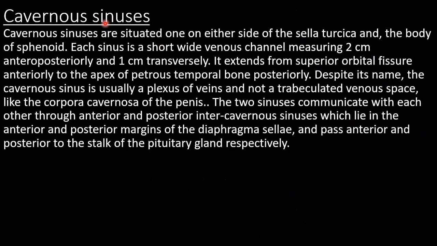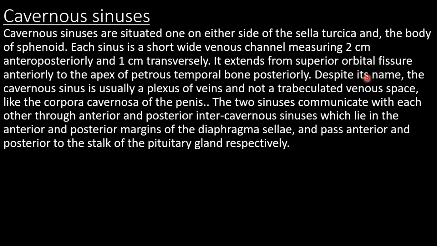Now, cavernous sinus. They are usually located on either side of the sella turcica and the body of the sphenoid bone. Now, each sinus is a short, wide venous channel measuring about 2 centimeters anteroposteriorly and 1 centimeter transversely. Okay. It extends from the superior orbital fissure anteriorly to the apex of the petrous temporal bone posteriorly.